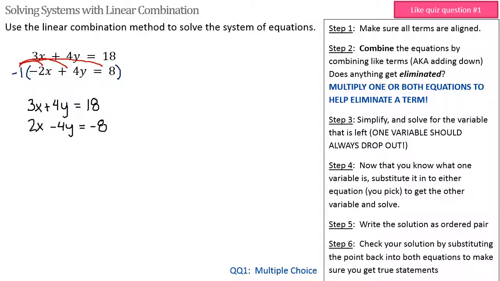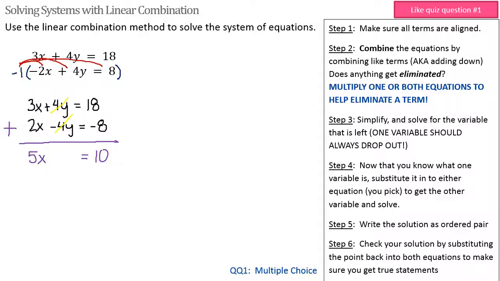Now that we do that, we can add straight down. We can add our two equations straight down. 3x plus 2x gives us 5x. 4y plus negative 4y gives us 0y, equals 18 plus negative 8, or 18 minus 8 is 10. So our y's canceled out there. And now we're just left with 5x is equal to negative 10.